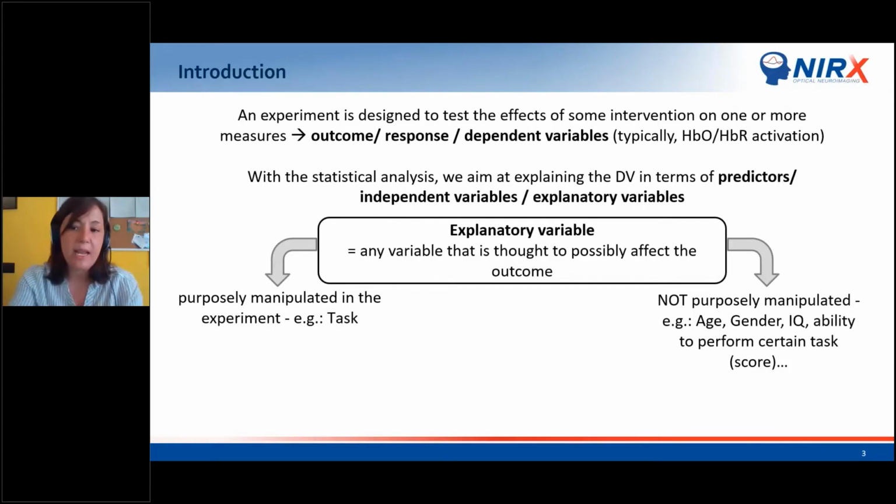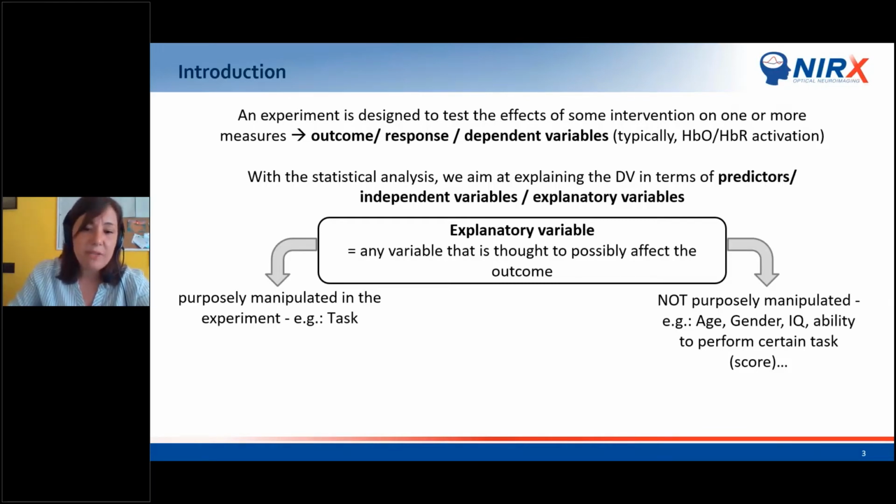In our experiments, the outcome variable is typically some measure of cerebral activation in either oxy or deoxyhemoglobin. We run the experiment and then perform a statistical analysis because we want to explain our dependent variable, for example the activation in a certain area of the cortex, in terms of other variables that are called explanatory variables, or independent variables, predictors, regressors.